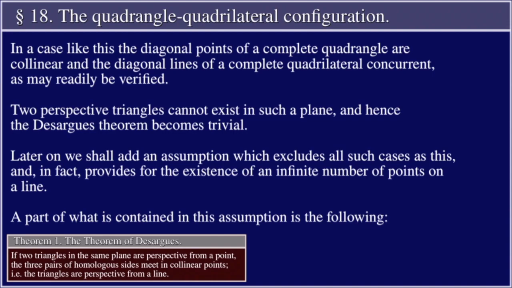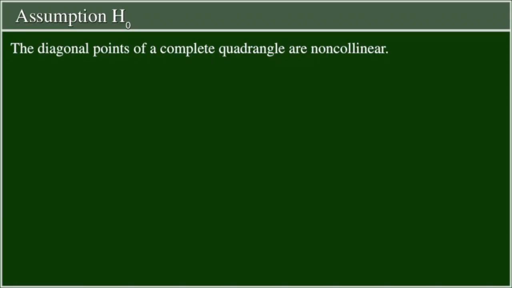2 perspective triangles cannot exist in such a plane, and hence the Desargues theorem becomes trivial. Later on, we shall add an assumption which excludes all such cases as this, and in fact provides for the existence of an infinite number of points on a line. A part of what is contained in this assumption is the following. Assumption H0. The diagonal points of a complete quadrangle are non-collinear.